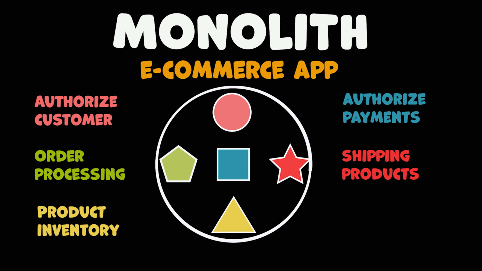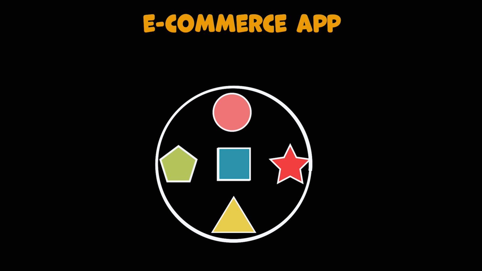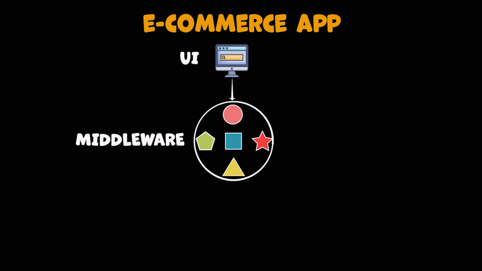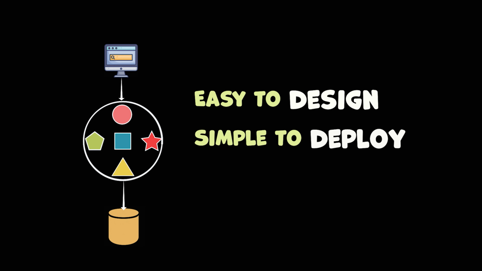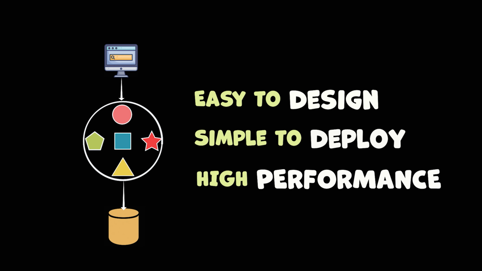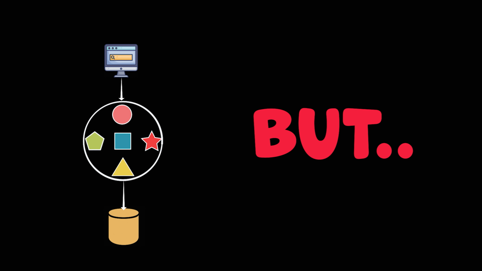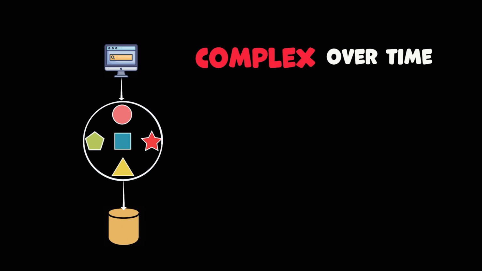Traditionally, if you're building this e-commerce app the monolith way, you'll have all these components as backend services in a single process, a user interface for customers, and maybe a database such as an RDBMS. As you can imagine, it is easier to design, simple to deploy, and can give you high performance because there are no network hops. But a monolithic application can quickly become too large and complex to understand.